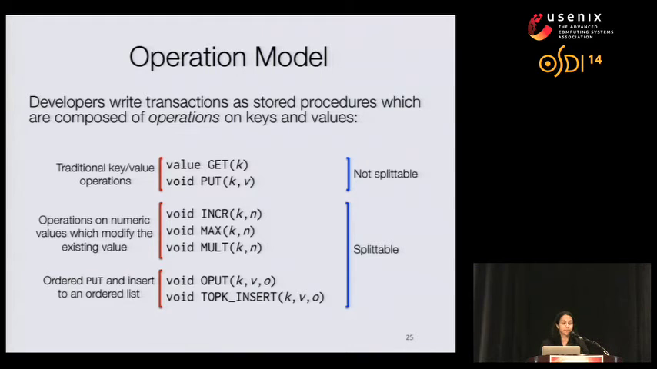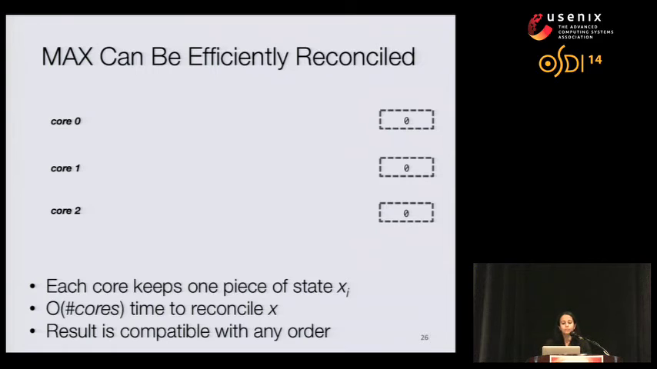So we're going to use max as an example. We talked before about how commutativity of these operations is important for correctness when we're executing on per-core slices. Well, we also need to be able to efficiently reconcile these values. So here we're executing max operations on the same record, X, but on per-core values, X is split.